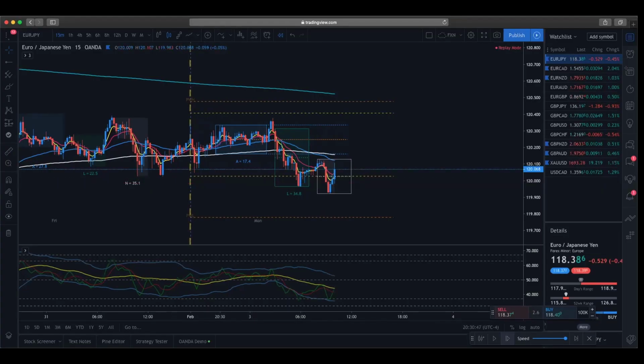Cool. So would that be a trade setup right there? It shouldn't, but it is. Okay, so I'm saying it. Do you think that's a trade setup at all?